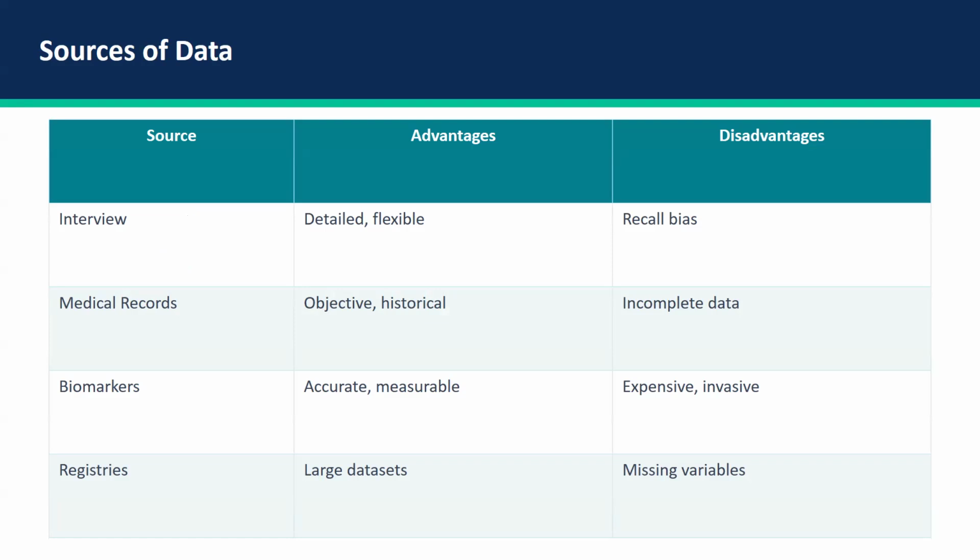In case of interview, the advantage is that this can be detailed and flexible, but the problem is the recall bias, which can occur in interview. The second source is medical records. The advantage of this is that it can be objective and historical, but the disadvantage is the data may be incomplete for our requirement. Biomarkers are accurate and measurable, but the problem is that they are expensive and invasive. Registries provide large data sets, but in registries there can also be incomplete data or missing variables.